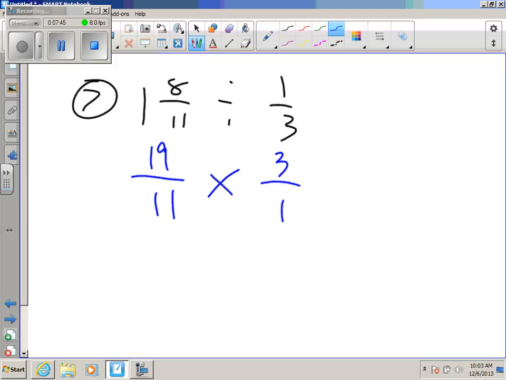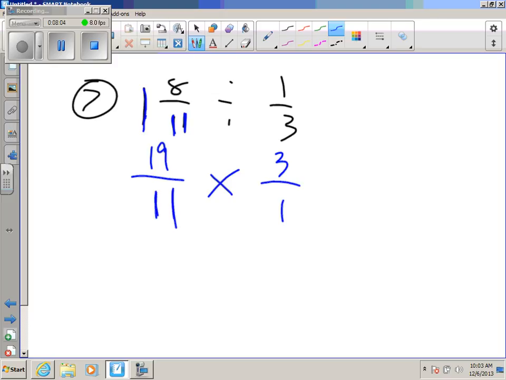Everyone, you have a question? What? You multiply the whole number times the denominator, 1 times 11. Then you add the numerator, 11 plus 8 is 19. The denominator will stay the way it is.